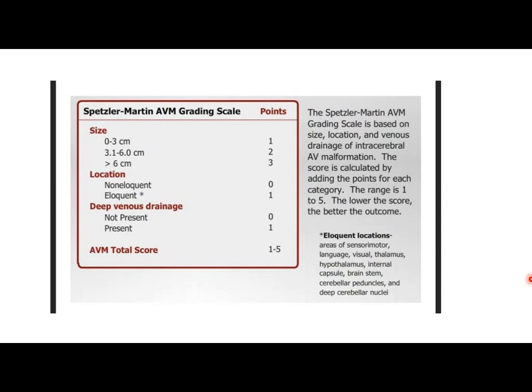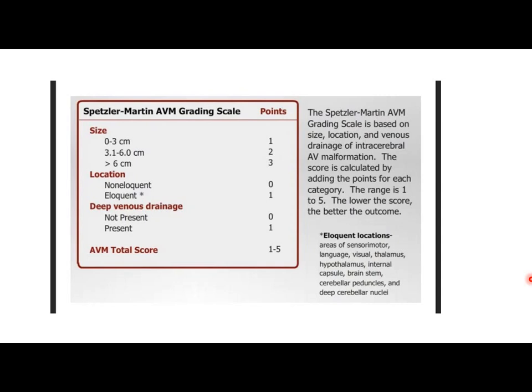According to the location, it is eloquent or non-eloquent. What is the meaning of eloquent? Eloquent means the vital area, meaning the AVM is in a vital area or non-vital area. The eloquent locations are areas of sensorimotor, language, visual, thalamus, hypothalamus, internal capsule, brainstem, cerebellar peduncle, and deep cerebellar nuclei. These are vital sites, we call it eloquent. If the location of the AVM is in one of these, we will give it 1 score. If it's not an eloquent area, we will give it 0.